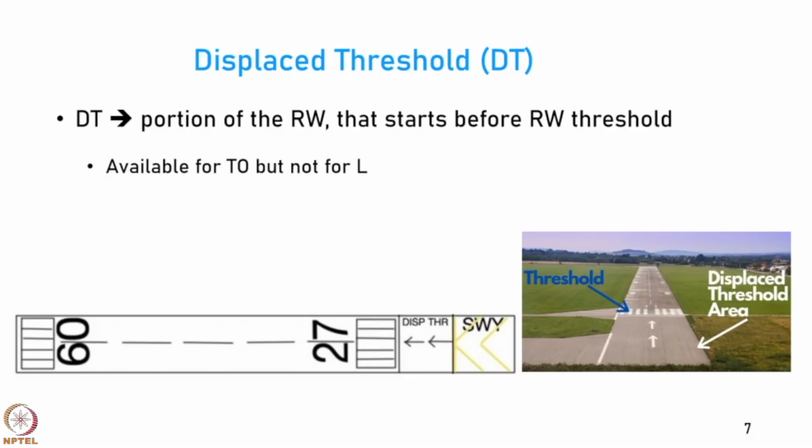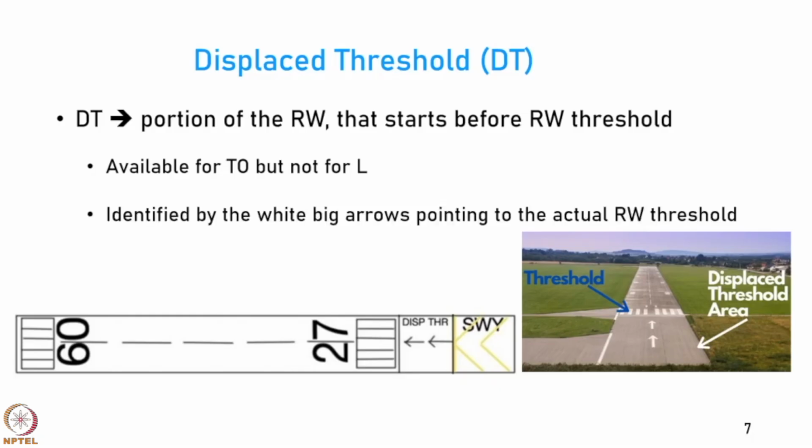The reason is that there could be obstacles in the approach path of the aircraft beyond the runway which do not allow it to come in at the approach angle. So, the displaced threshold is a pavement which is available for takeoff. That means from that side to this side, if the aircraft is taking off, it can use the pavement, but it cannot be used from this side for landing purposes, right. So, as I said, it is identified by big white arrows pointing to the actual runway threshold.